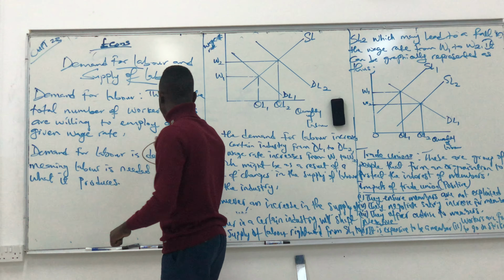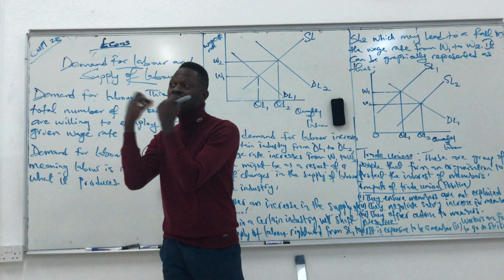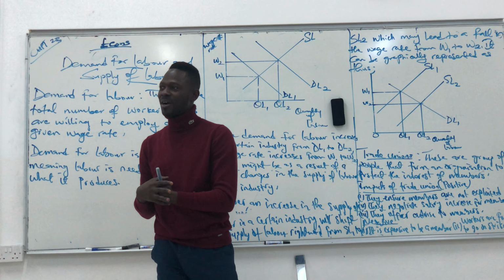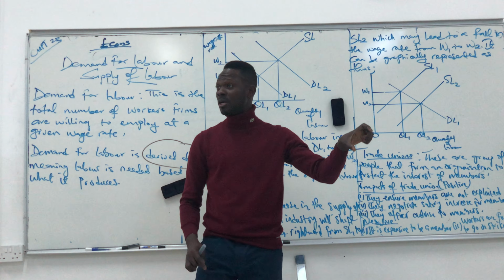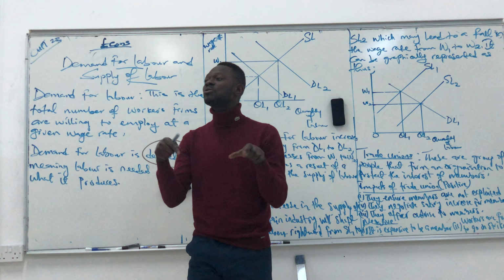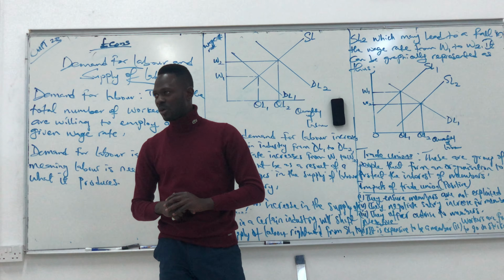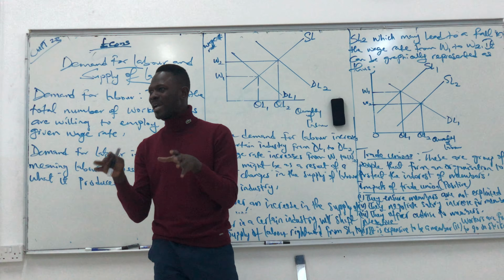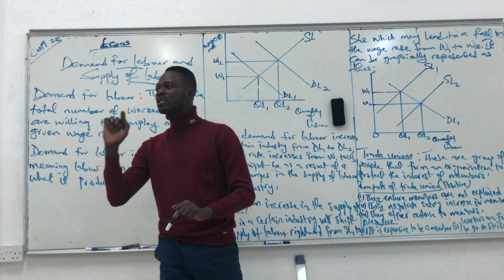We call it derived demand because workers are needed. If you don't need a worker, you wouldn't employ him or her. Yes or no? You would have employed that individual because he or she has something to do with your organization. If not, you wouldn't employ that individual. That is demand for labor. Why it is called a derived demand. Do you get it? So what is demand for labor?